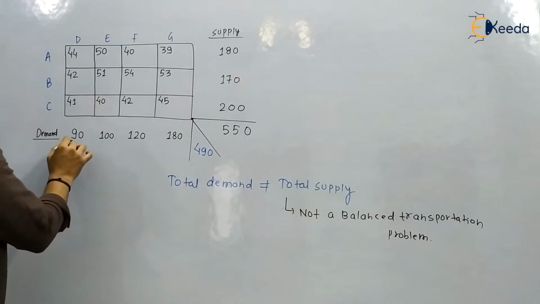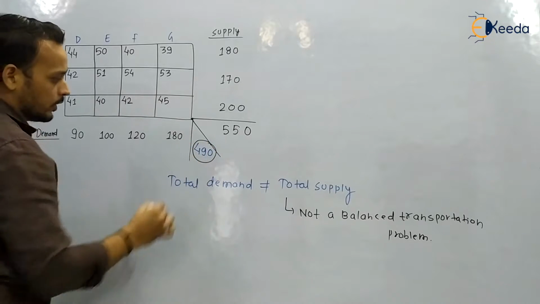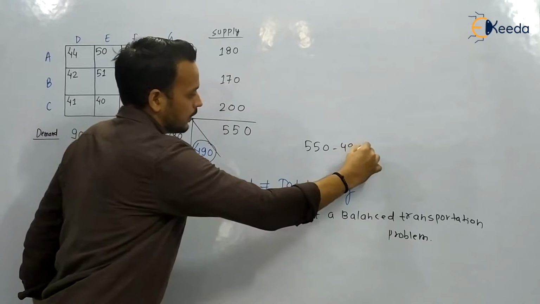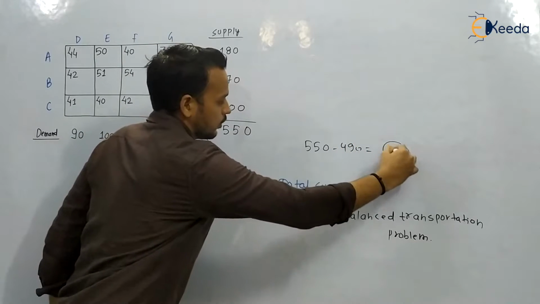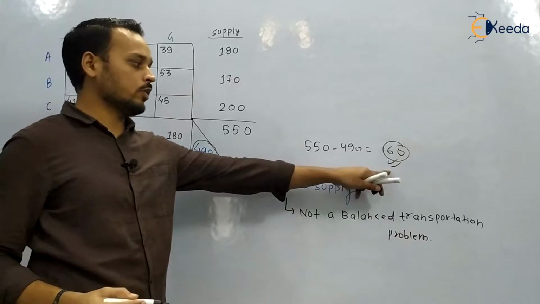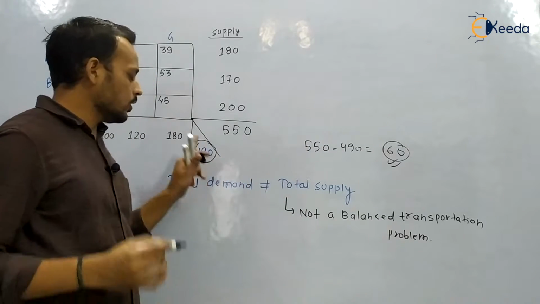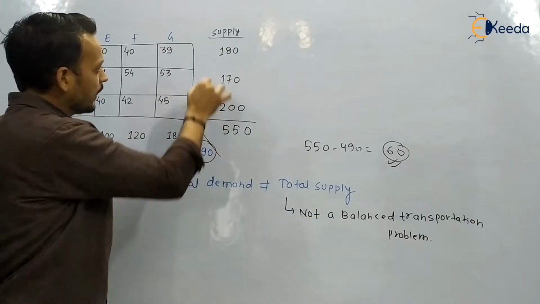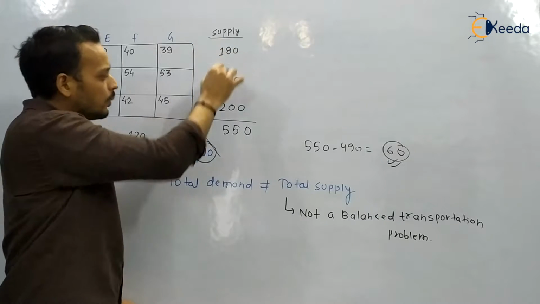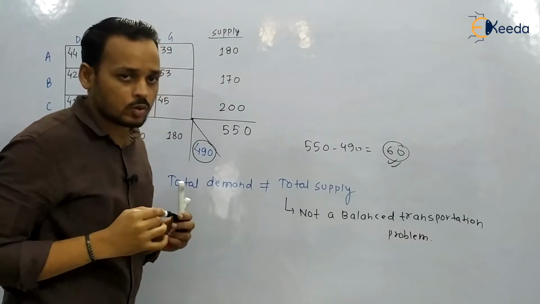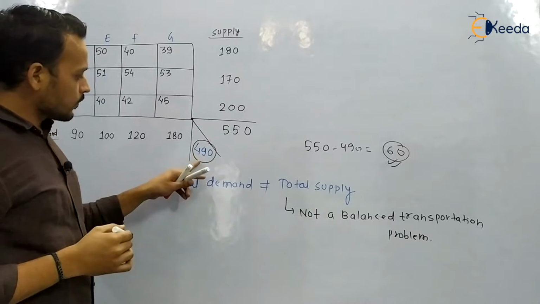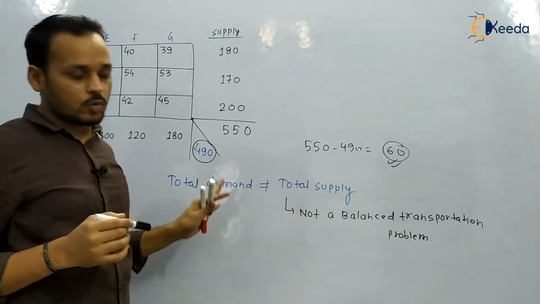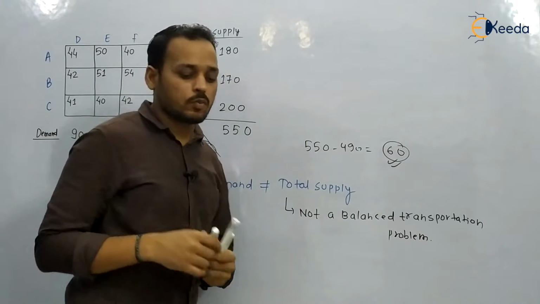The demand is less by how many units? 550 minus 490 gives 60 units. The demand is less by 60 units. We have supply of 550 and the demand is only 490. So we will introduce a dummy destination, a dummy column, of 60 units, so we can balance the transportation problem.